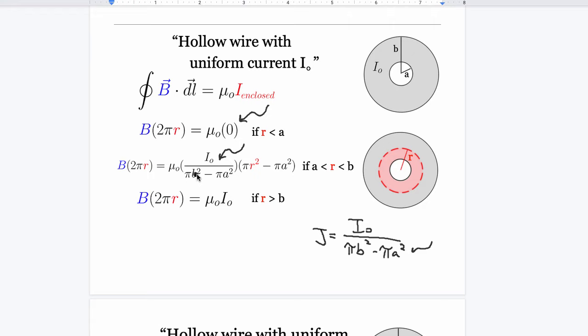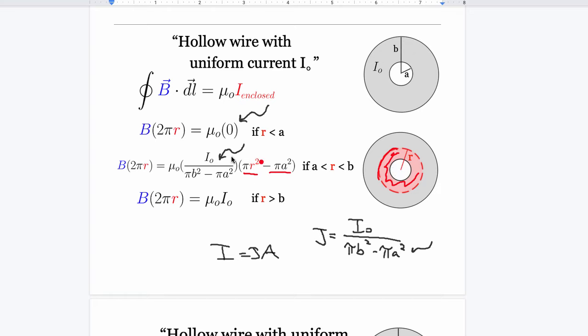That's I naught over the total area. And then to get current, you always have to multiply J by A. Which A? Well, for my Amperian loop, I want just the I enclosed. Enclosed by what? Enclosed by my Amperian loop, which is right here. So this area right here is going to be pi R squared, but then I still have to subtract the hole, minus pi A squared.